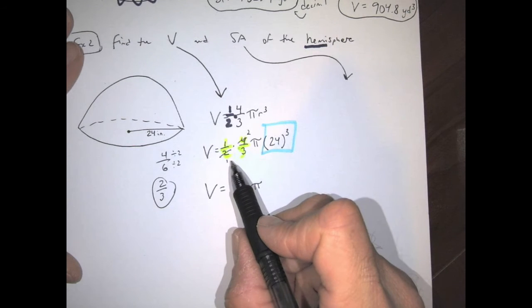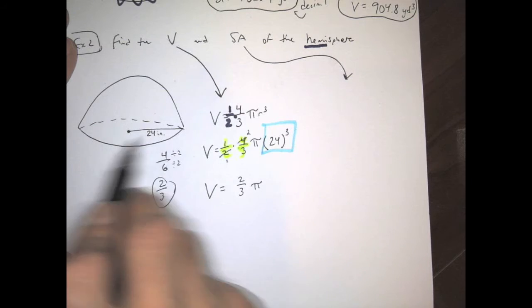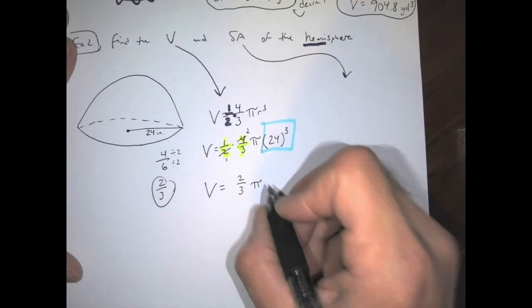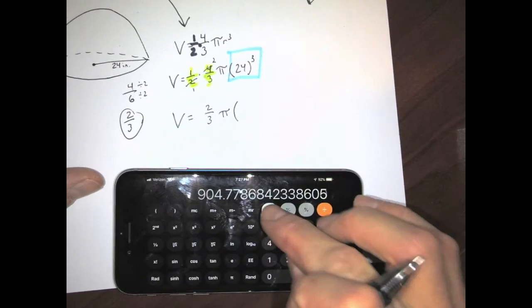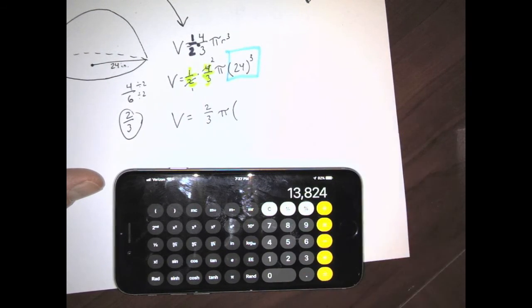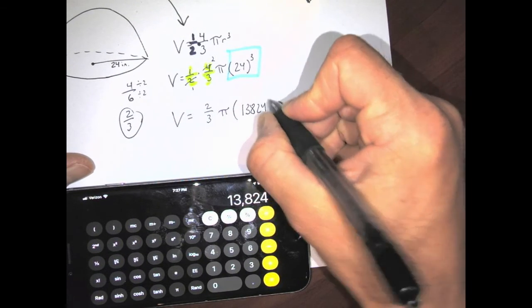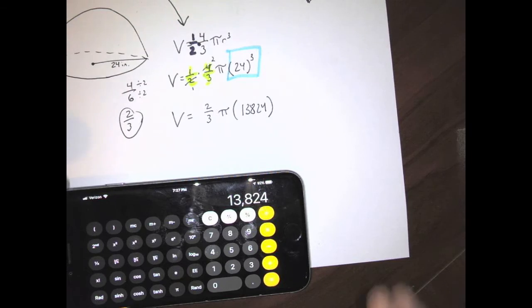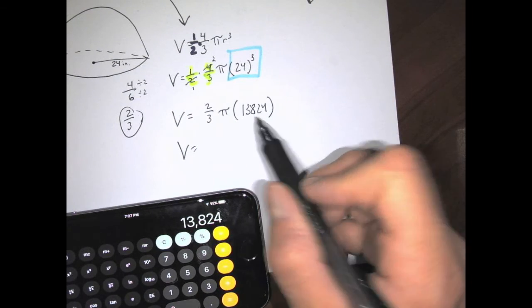Remember, this is a hemisphere. I'm taking half of a sphere because I have half of a sphere. Makes sense, I hope. Times, what is 24 to the third? That is going to be a crazy large number. 24 times another 24. Yup. 13,824. Okay. Volume equals, I'm going to multiply the 13,824.